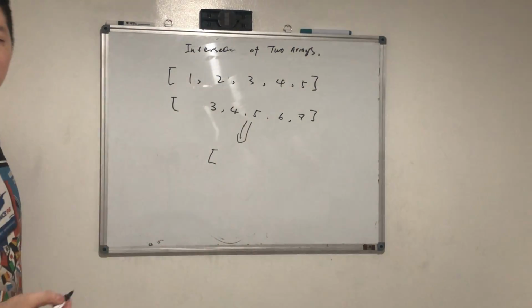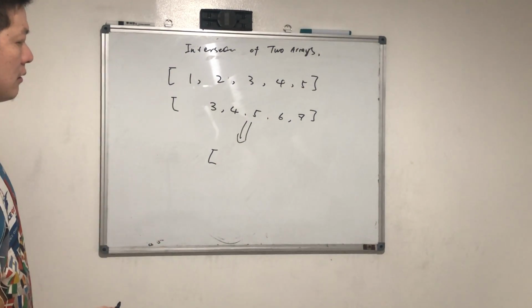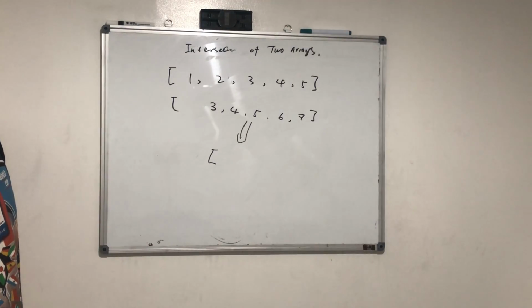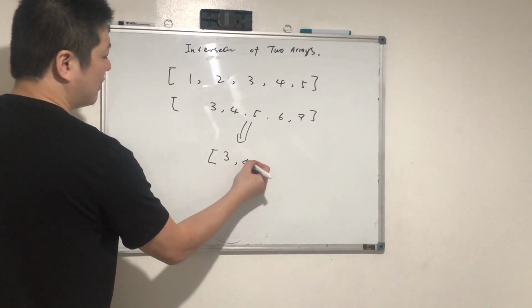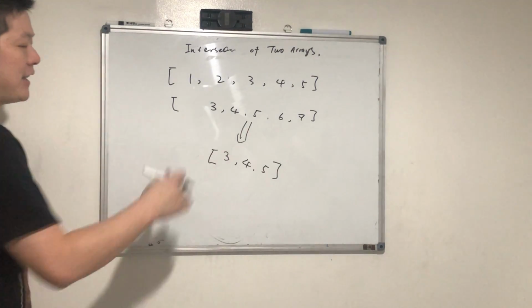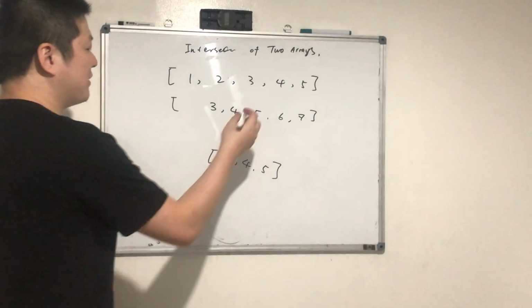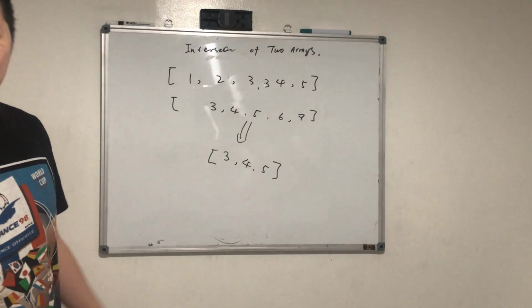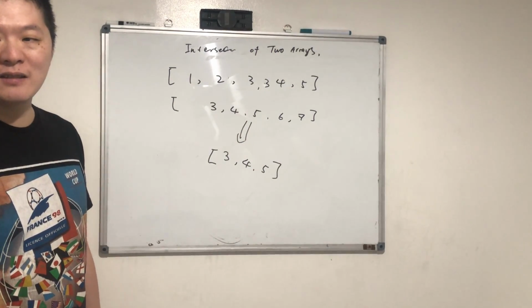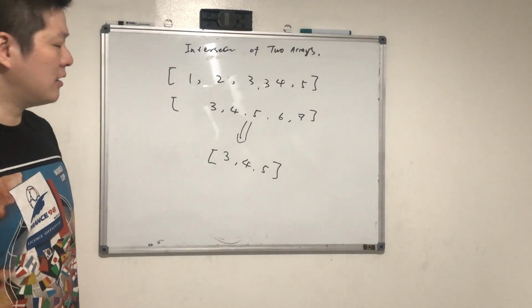1, 2, 3. Well, there's no 1 here. Intersection, the common elements. 3, 4, 5. So these are the unique numbers. How about if I add another 3 here, and 3, it's still 3 should appear once or twice? Once, yes.